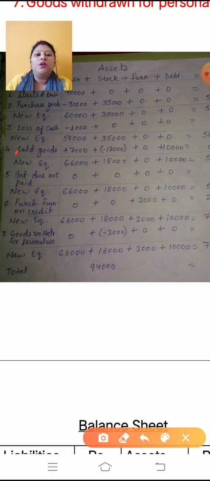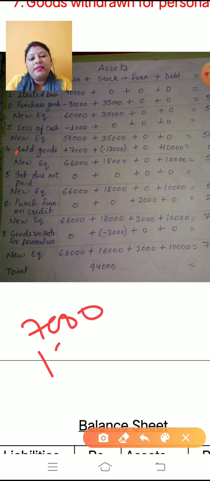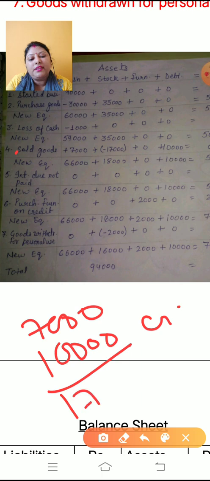Sold goods for rupees 10,000, sorry, 7,000 in cash and 10,000 on credit. So total goods sold: 7,000 cash and 10,000 on credit. So total goods sold 17,000. It means this 17,000 stock is decreasing. So this 17,000 you have to subtract from the stock.